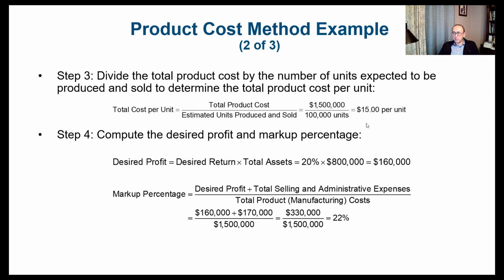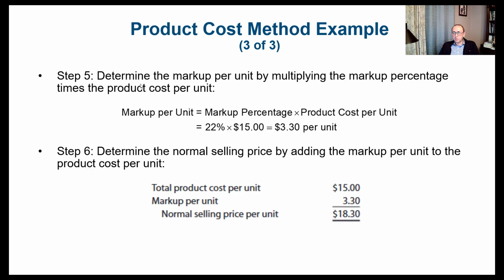So we take this percentage multiplied by the markup. So step number 5, we determine the markup per unit by multiplying the markup percentage times the product cost per unit. So we take the $15 multiplied by 22%, and that's $3.30. So the $3.30 is the markup per unit. We take the $3.30 added to the cost of $15, and that's step number 6 to determine the normal selling price. So the normal selling price is calculated as $15, which is the total product cost per unit, plus the $3.30, and that would be $18.30. So our normal selling price in this case, based on the product cost method, is $18.30.